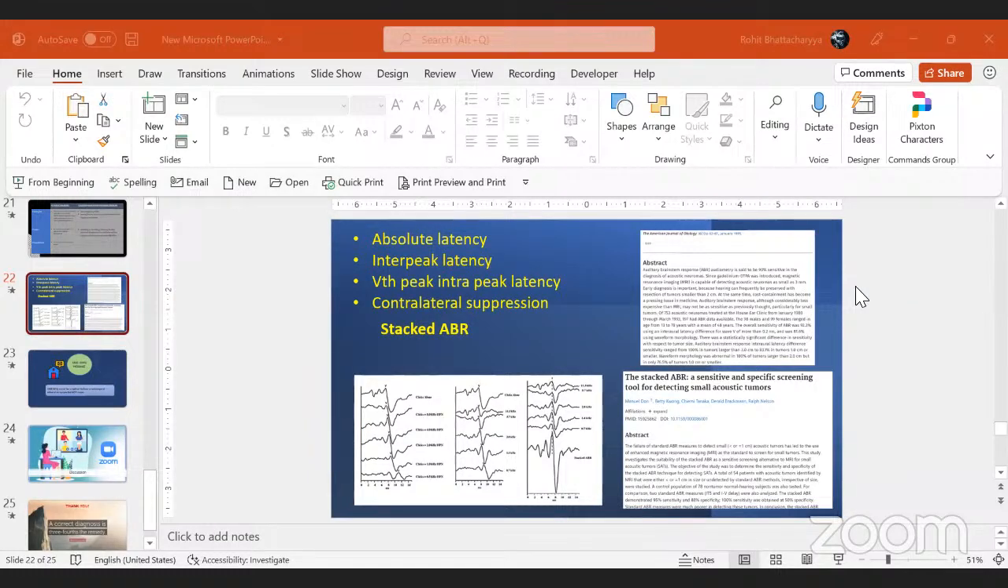Yes, I think around 50%. You are absolutely right. 50 to 70, I think. Speech discrimination score is 50 to 70%. Yeah. So, American Hearing Association, it is an approach for the CP angle, actually vestibular schwannoma.